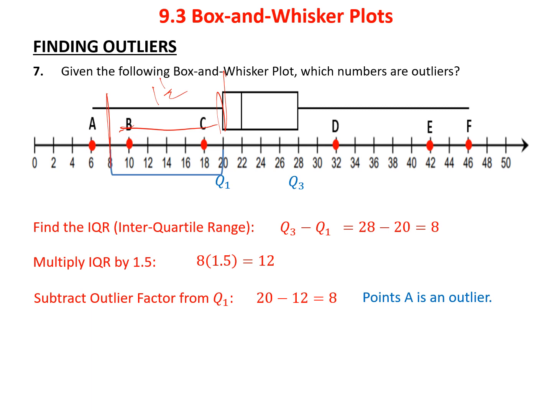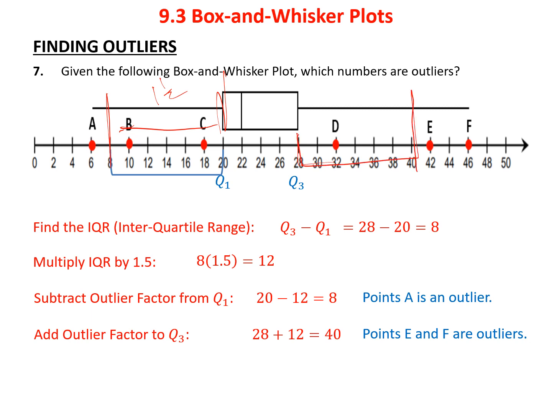Now we do the same thing on the other end. We add the 12, which is 1.5 times the interquartile range, to 28, quartile 3, and that comes out to 40. So you notice that comes out to here, and at this end we have two points outside, E and F. So the answer to what are the outliers in this data is points A, E, and F.